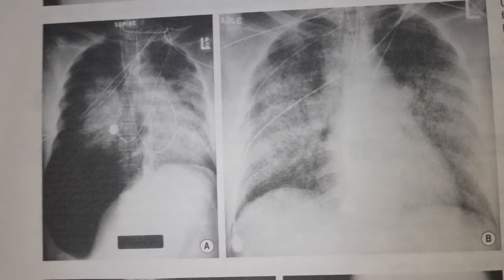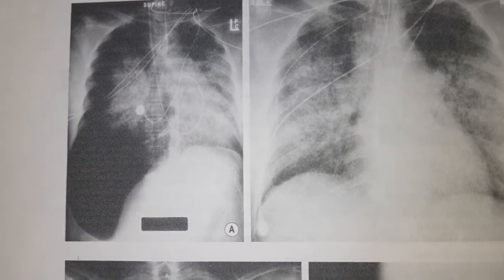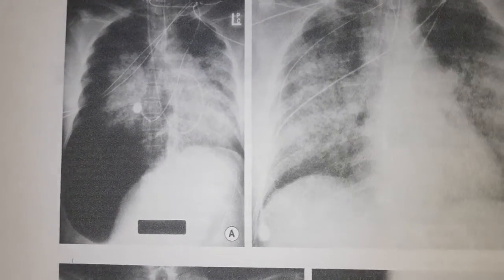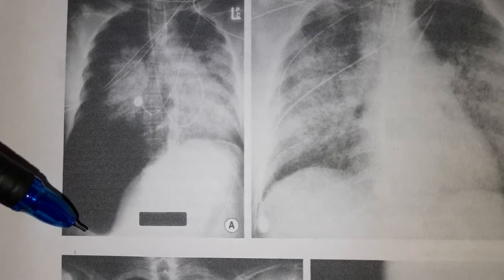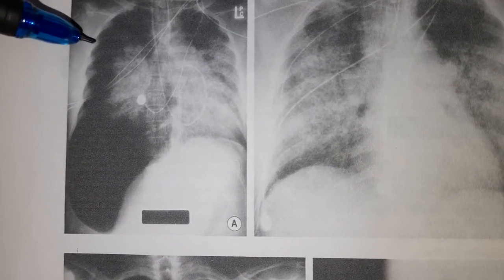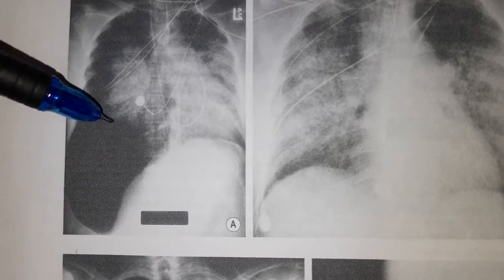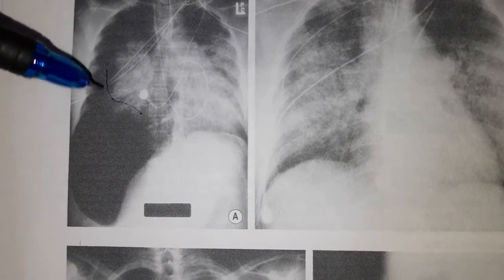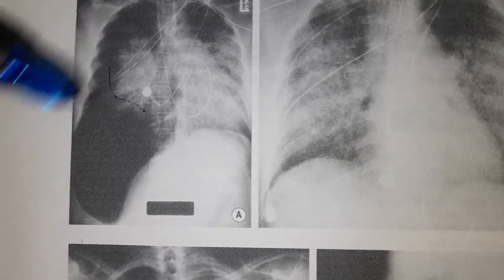Hello friends, this is the picture of tension pneumothorax. How are you going to diagnose it? See, this radiolucent or jet black space which you can see here is definitely a pneumothorax. Here this is the collapsed part of the lung which you can see.